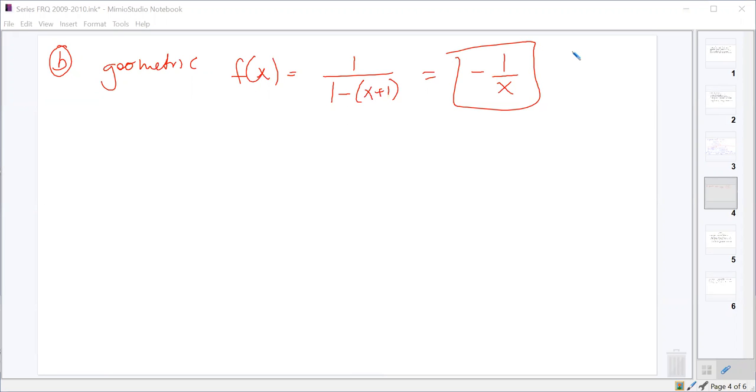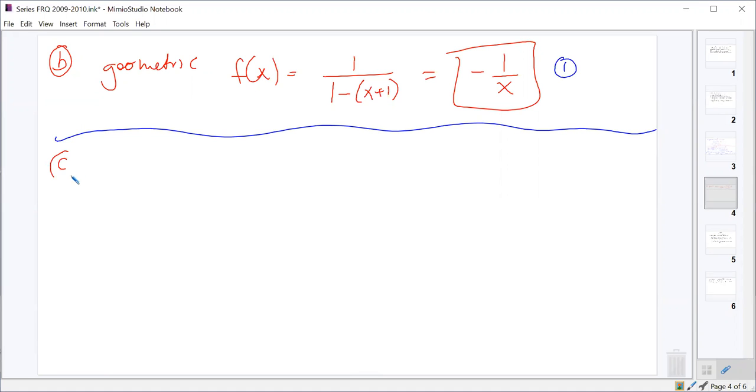And for part B, that was worth just 1 point for getting that. So recognizing that's geometric and putting that in. Everybody good with part B there? Okay, what did part C ask us?